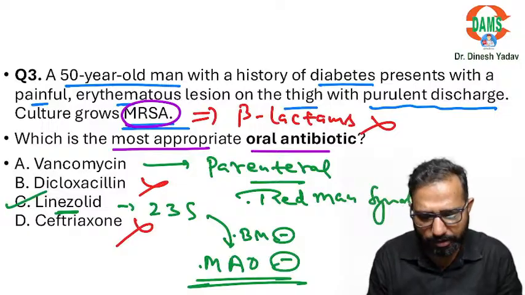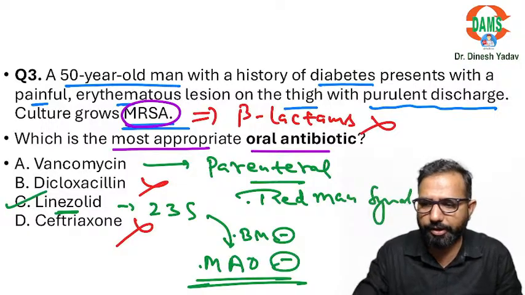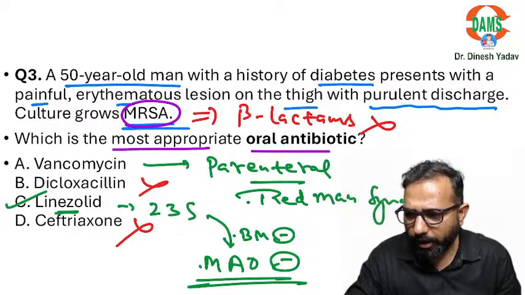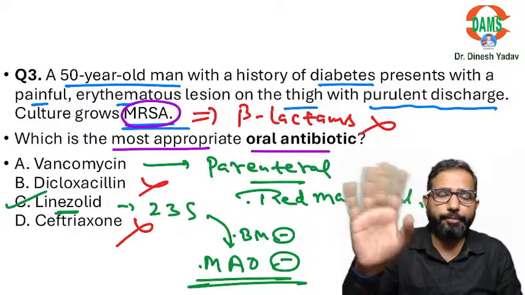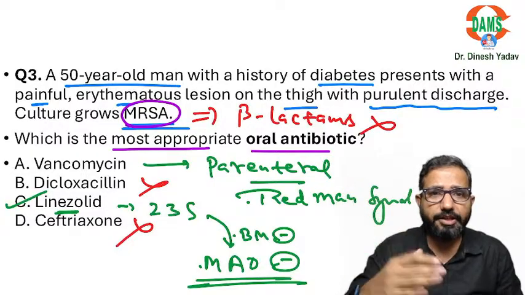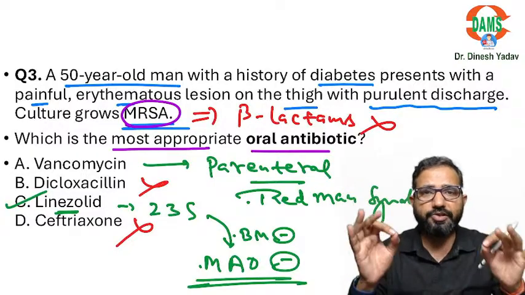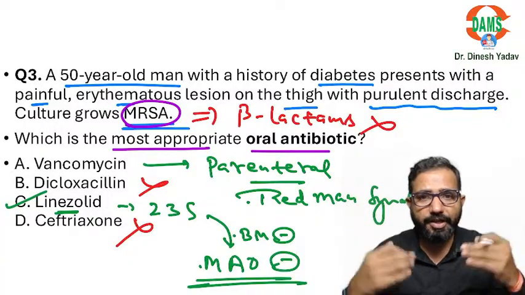So what is the correct answer? This is the correct answer, linezolid, right? Someone is asking about pneumonia, lungs, and daptomycin. No. Daptomycin is not effective in lung infection because daptomycin will be inactivated by the surfactant.